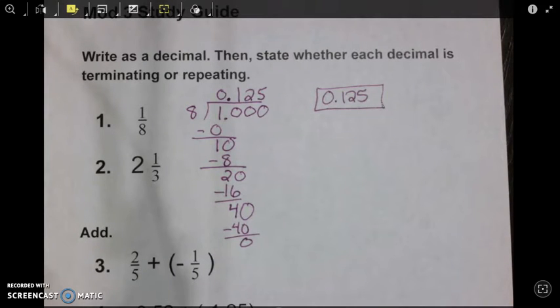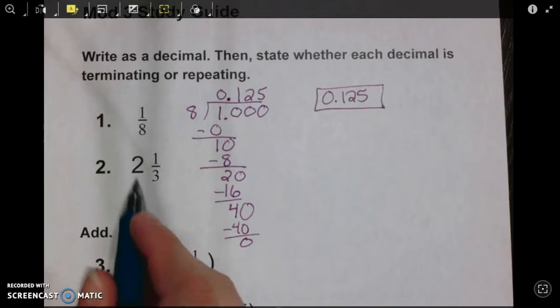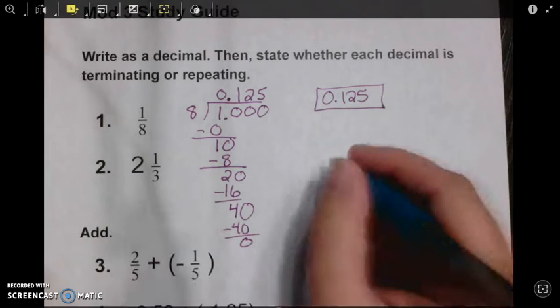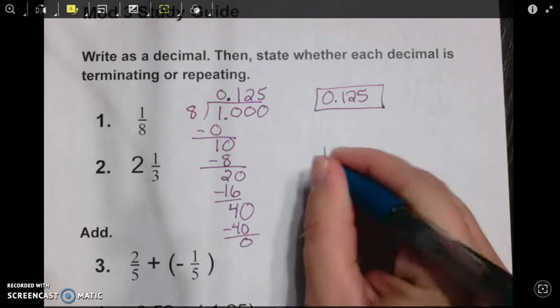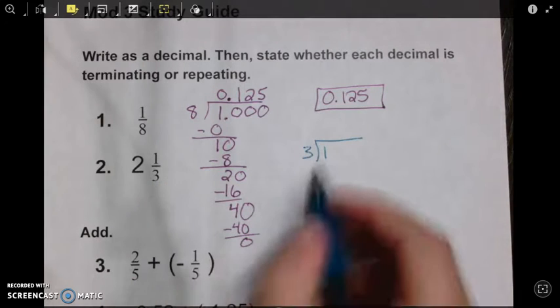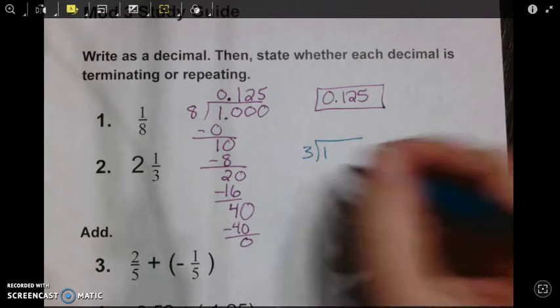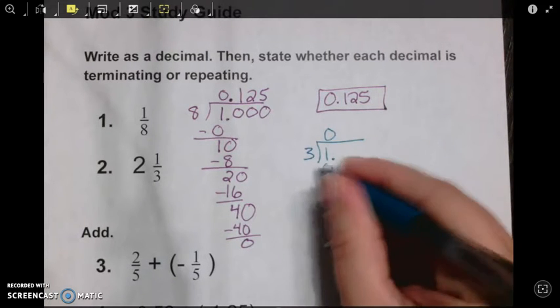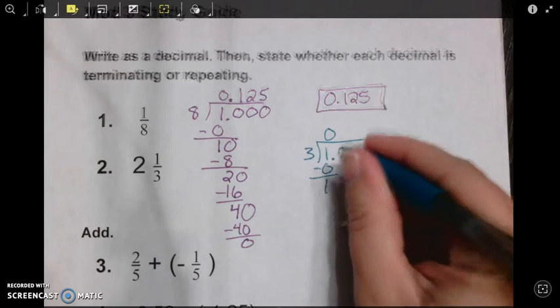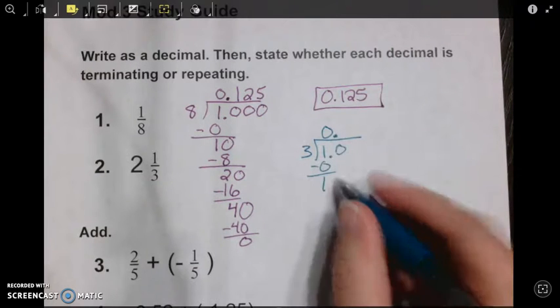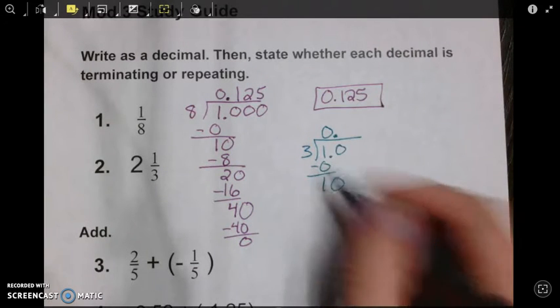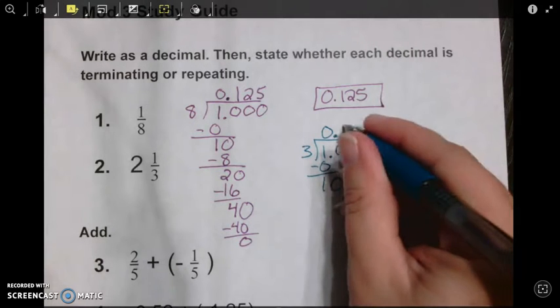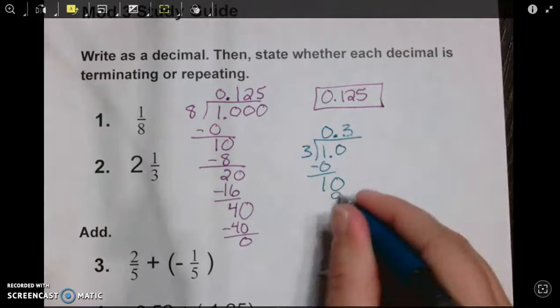Okay, and number 2, we do the same thing. We have a whole number here, so we're going to stick that in front of the decimal of 1/3. So let's take 1 divided by 3. Remember, the first number goes in the house there. Here's our decimal. 3 goes into 1 0 times. So then we add the 0, bring it down. 3 goes into 10 3 times. 3 times 3 is 9.